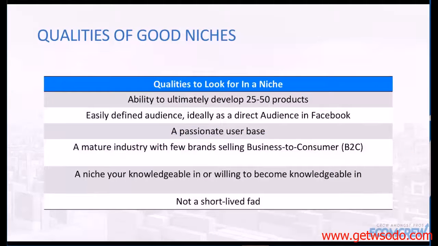So the things that we find that are good qualities of a niche is the ability to ultimately develop 25 to 50 products within that niche. It seems to be a good amount of products to be developing. You can use one manufacturer to do that a lot of times, or just a couple manufacturers, and really build out a great brand around that. And what I found is that was perfect for our first brand. It was a really good spot to be in.